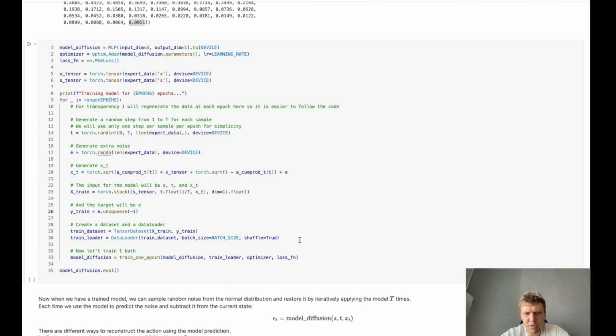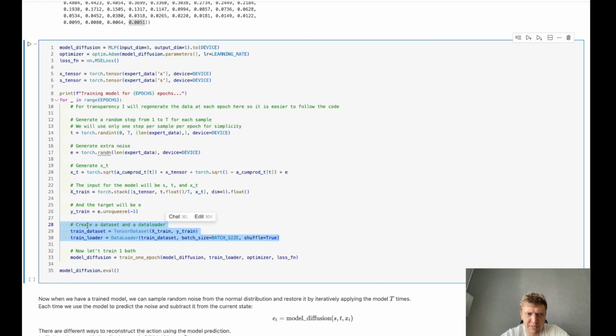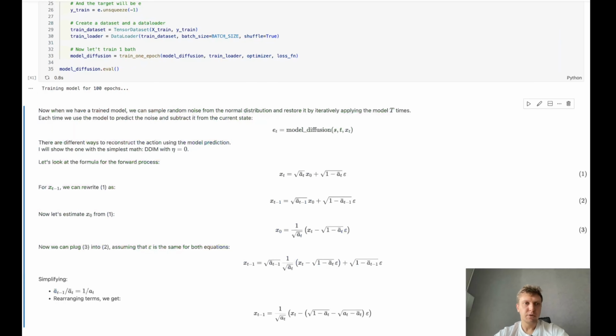And yeah, I'm doing it slightly weirdly because I redefined the train dataset and train data loader for each epoch. So in practice, you probably should do it a little bit differently. It's not the optimal way, but this way just allows me to write down the main diffusion logic in one place. That is much more convenient. So let's train the model.